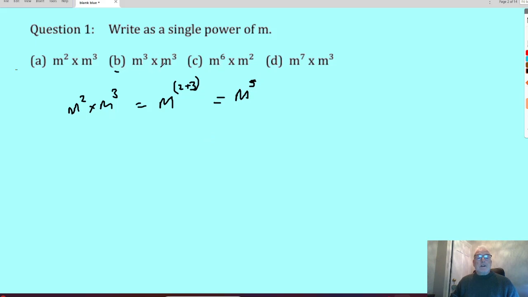Have a go at the other three examples if you want to pause the video now and have a go at B, C and D and see how you get on. Okay, let's see how you got on.